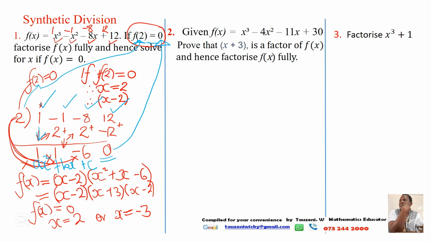Just to emphasize, let's have one more problem solved. Now I have an expression given. This one says prove that x plus 3 is a factor of f of x. Now, it is exactly the same expression as the one on the left here, but it is expressed differently.